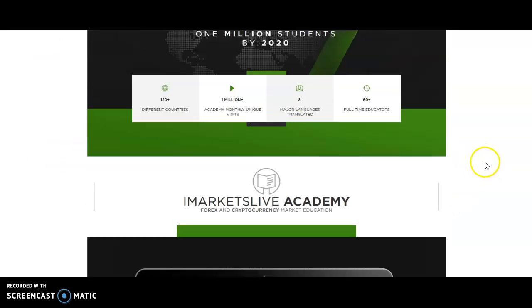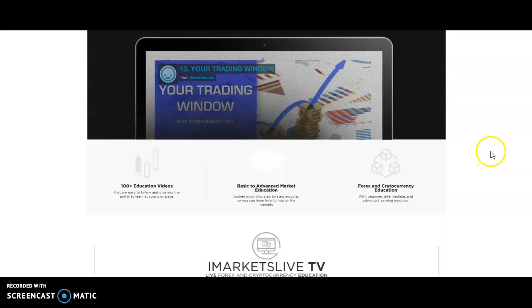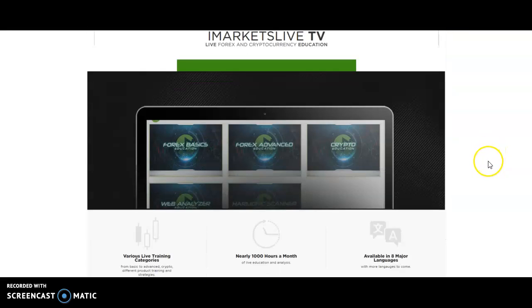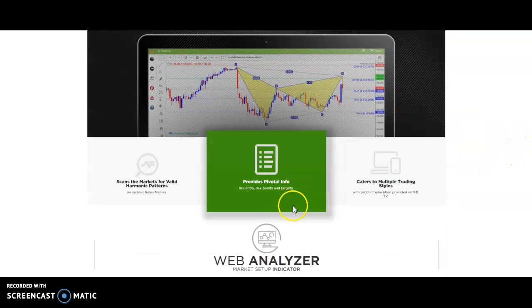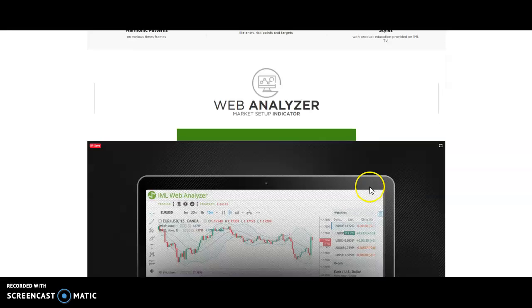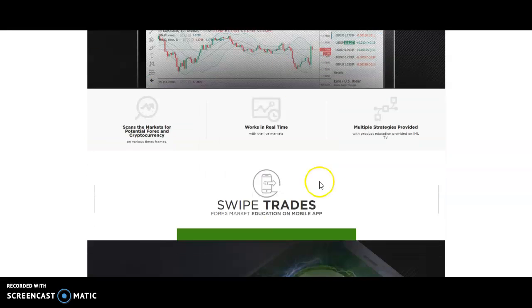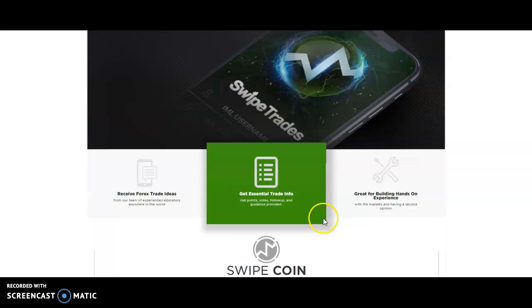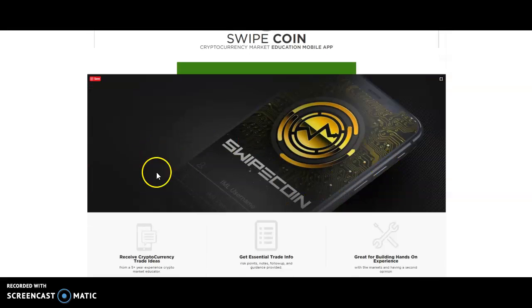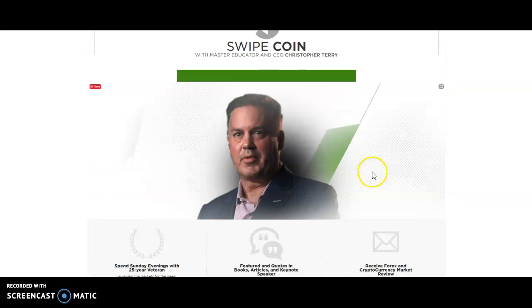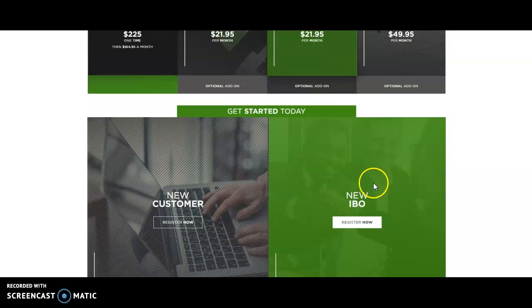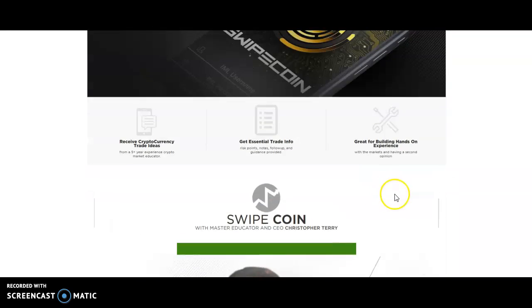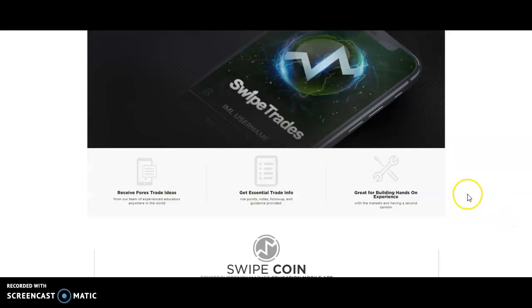these people do not sell lotions, pills, shakes, candles, or fingernails, any of that stuff. What they do is they sell education. They have signals. They have all these different things that you're able to get, Swipe coin, and different educators out there. This is incredible. So this is what the company has to offer.